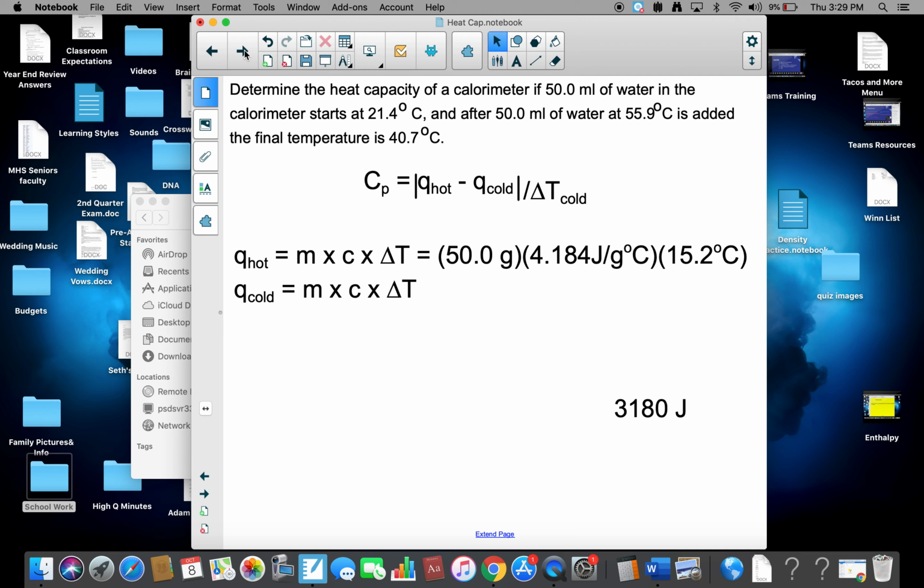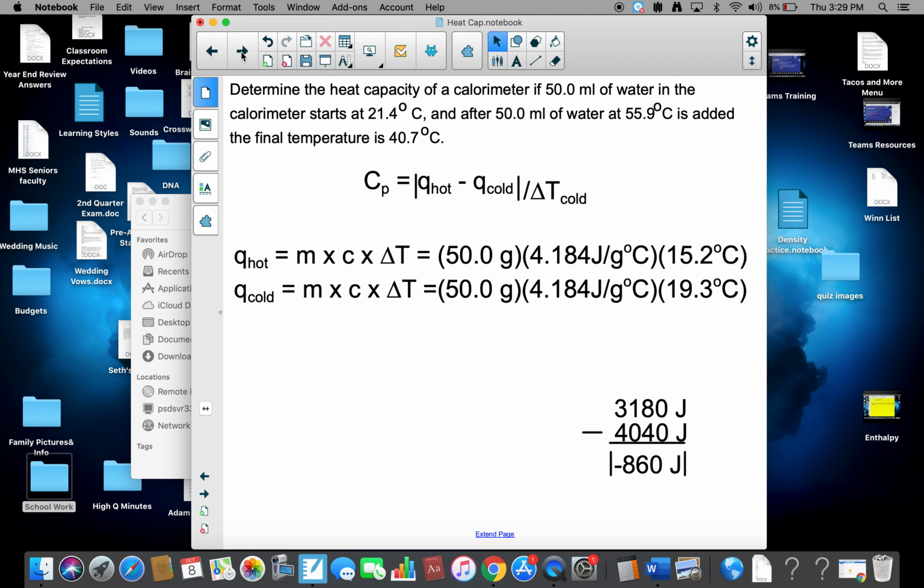Q of cold, M times C times delta T. Again, 50.0 milliliters is 50.0 grams, 4.184. And the cold goes from 21.4 to 40.7, that's 19.3. Multiply those together, I get 4,004 joules. Subtract them, I get negative 860 joules, but we want the absolute value. Sig figs, use the last column, give a bar there. We divide by the cold, which is 19.3. The capacity of the calorimeter, the amount of energy the calorimeter absorbs, is 44.6 joules per degree Celsius.